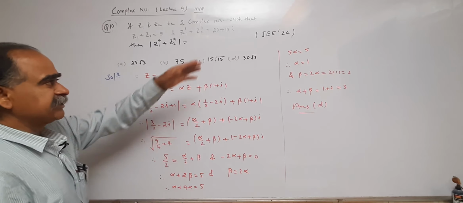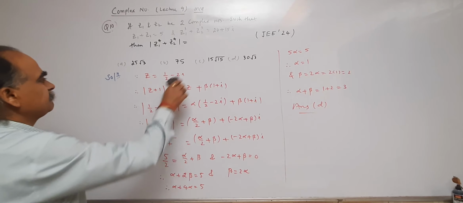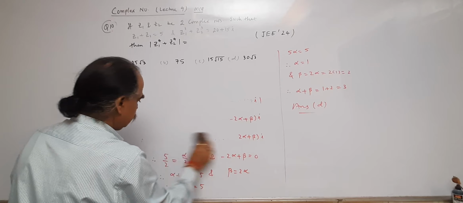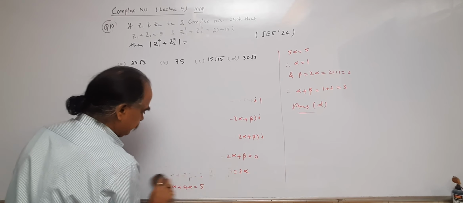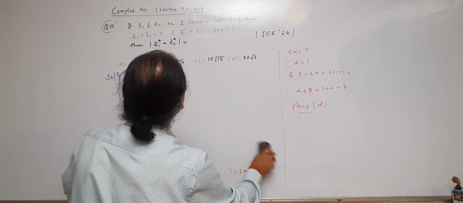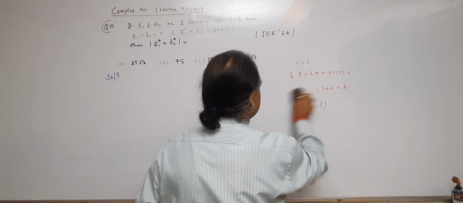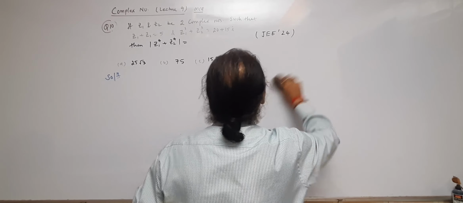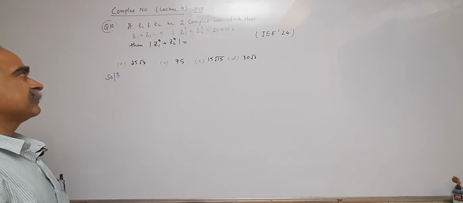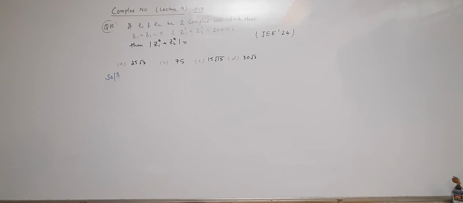Next problem again from JEE Main 24. If Z1 and Z2 be two complex numbers and Z1 plus Z2 is what? 5. Z1 cube plus Z2 cube is equal to 20 plus 59i. Then we have to find out mod Z1 raised to 4 plus Z2 raised to 4. Options are given. See the solution.